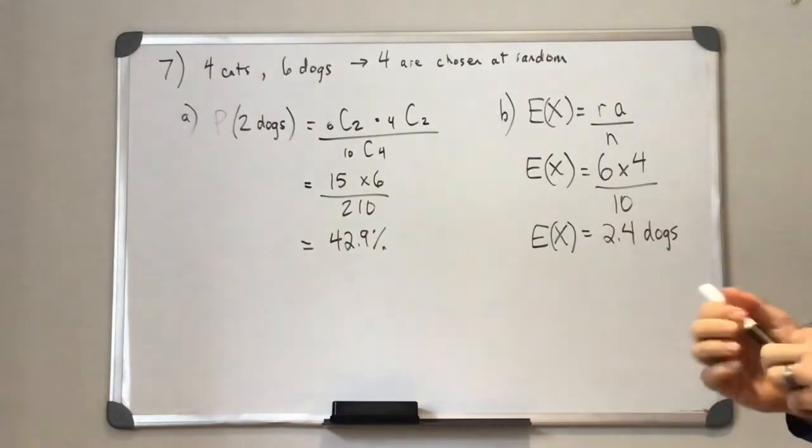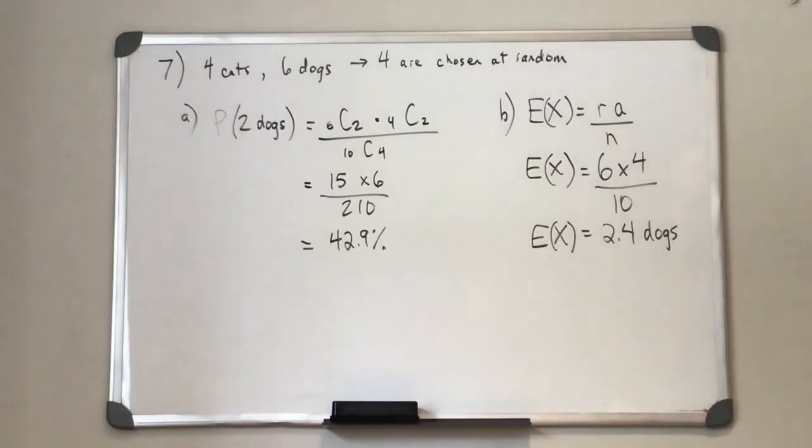2.4 dogs expected. I think I accidentally calculated the expected number of cats in our solution sheet. Hopefully that clears that up.